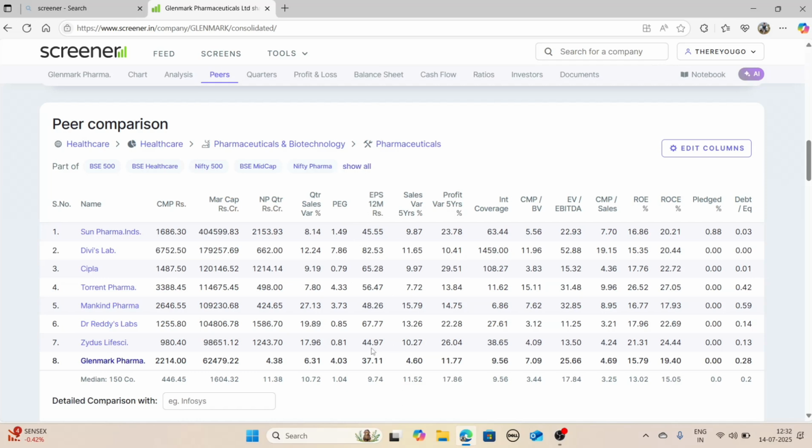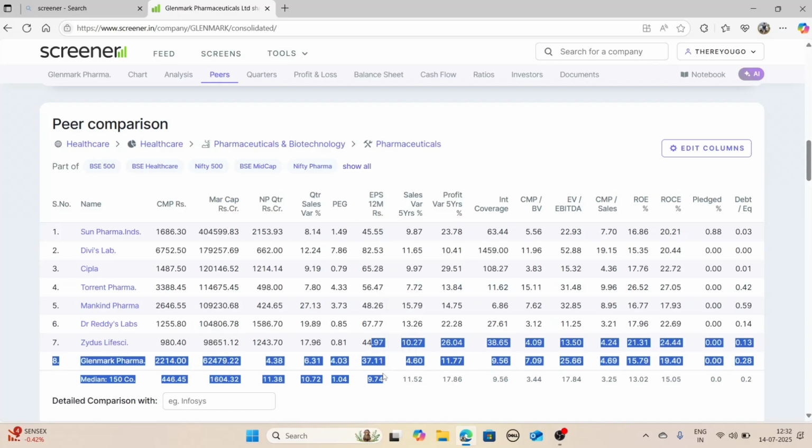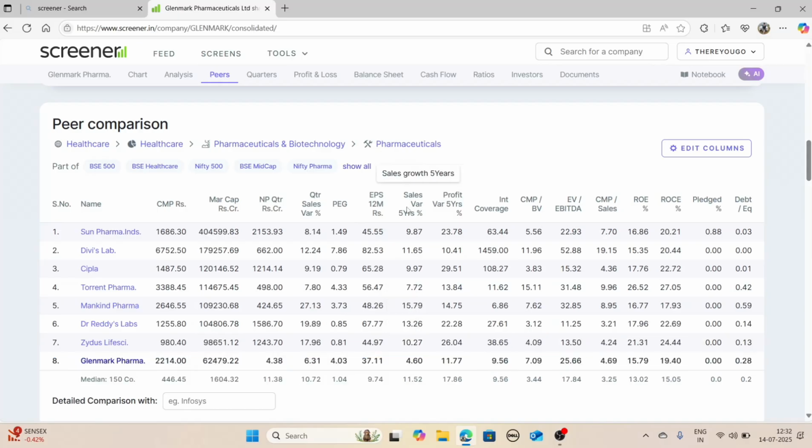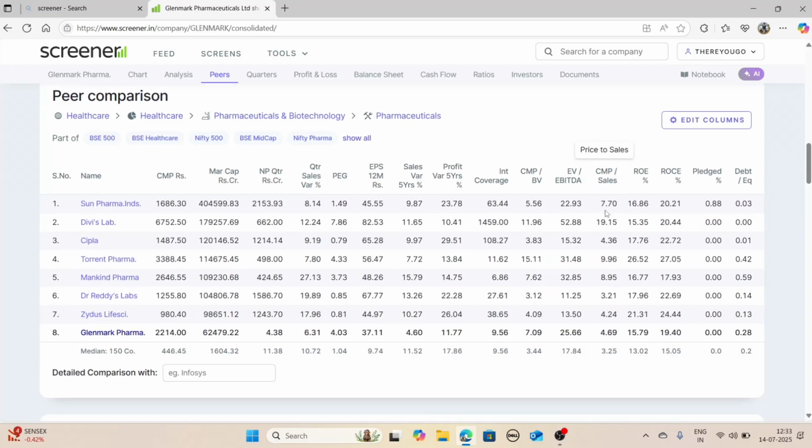EPS score, we can say they also have a low EPS as compared to industry peers. Sales variance is also low. Profit variance over 5 years is quite low as compared to other peers. Interest coverage ratio is also low. Current market price to book value, we can say that it is average. PBT to EBITDA is also high, which is a bad sign for the company.